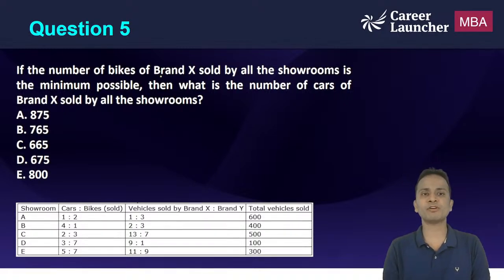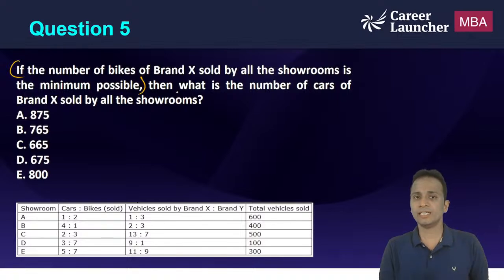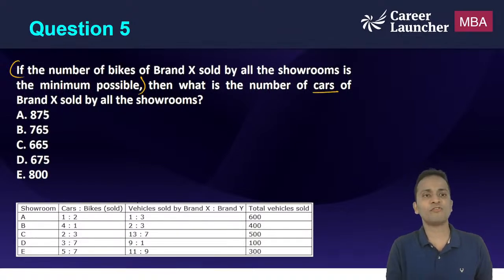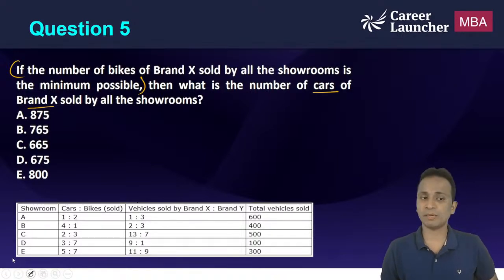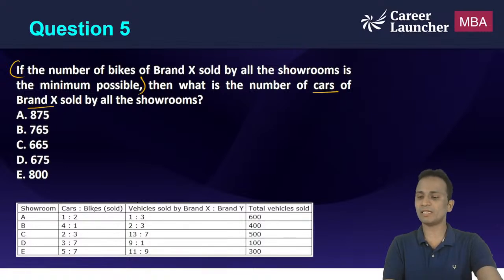So the question is, if the number of bikes of brand X sold by all the showrooms is the minimum possible, the first line is the same as the previous question. Then what is the number of cars of brand X sold by all the showrooms? Now here you have to calculate cars. So repeat this question on a similar pattern. I will wait for you and let's see if anyone can give me a correct answer.